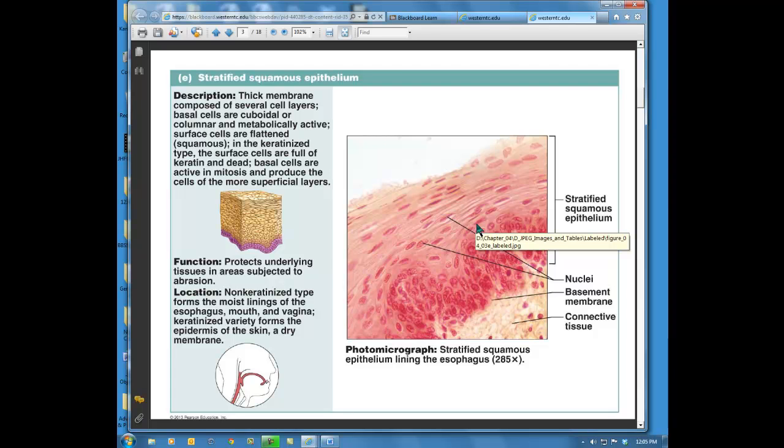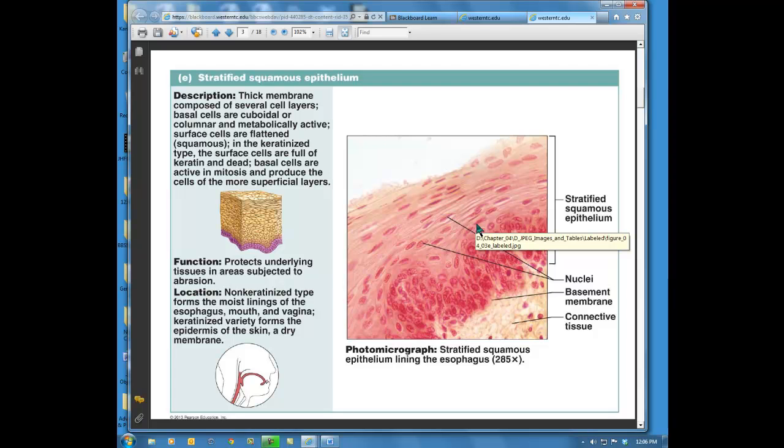We also find stratified squamous on the surface of our skin. That's another location. As our clothes rub against our body, or our shoes rub against our feet, or as we move around in our chair, we are sloughing off some skin cells, but because there's many layers below it, we don't have to worry about doing damage. So there's more than one location for each of these tissues.